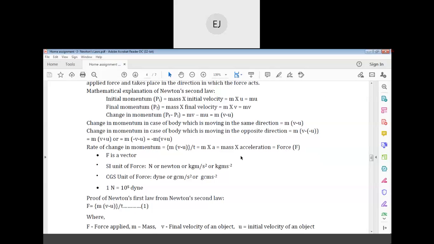And we understood F is a vector, the SI unit is Newton, and the CGS unit is dyne. There is a relation between Newton and dyne, and based on that we have also done one assignment.